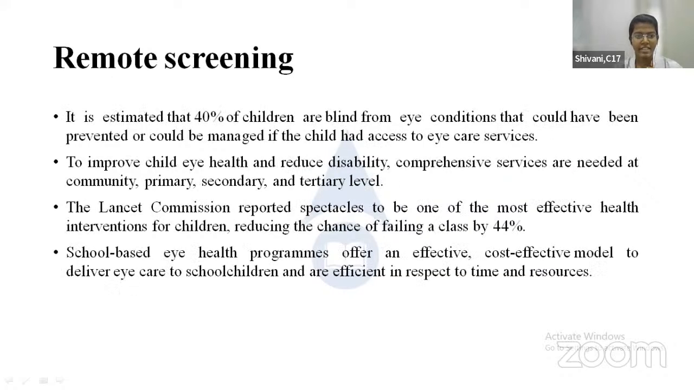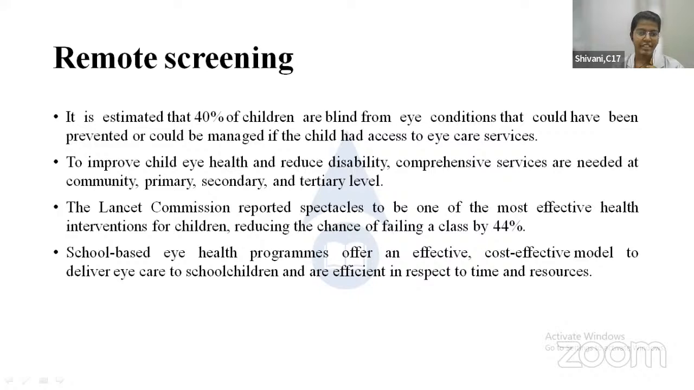Remote screening. It is essential, as 40% of children are blind from conditions that could have been prevented or could be managed if the child had access to eye care services. To improve children's eye health and reduce disability, comprehensive services are needed at community, primary, secondary, and tertiary levels.